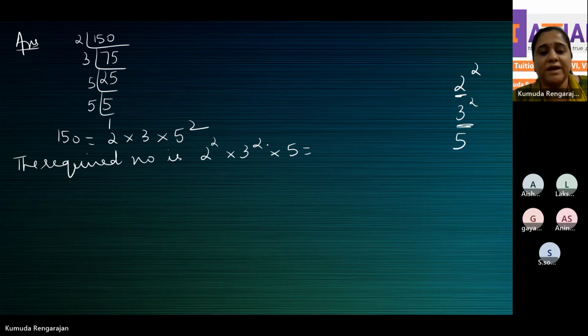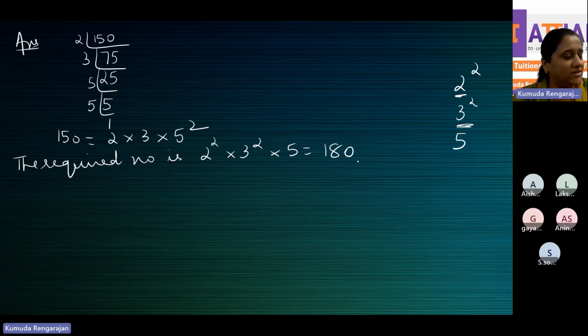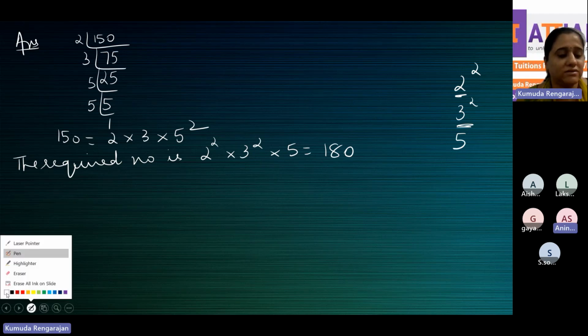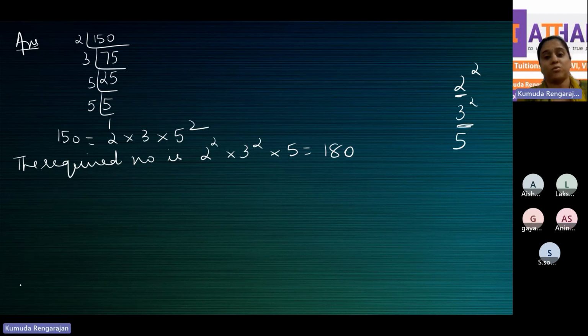What is it? 9 fours are 36. 36 into 5 is 180. Correct? But what did you say, Anantika? Did you say 18? I thought you didn't see the 5. If you didn't see the 5, then it would have been 36, no? You said 18. I think you missed the 0.